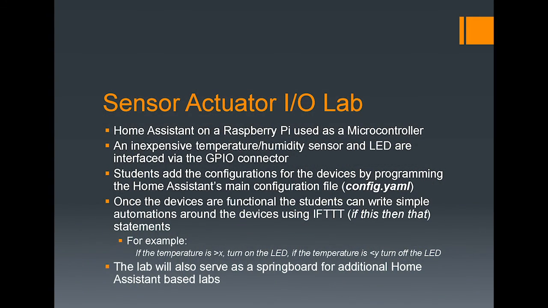So basically, students just add, there's a configuration file that they have to go in, and if they want to add a component, they just have to add the configuration verbiage to that. And then, once the devices are functional, they can write simple automations around the devices using if this, then that sort of thing. So for instance, if you're using a temperature sensor, if the temperature is greater than a value, turn on the LED. If the temperature is less than a value, then turn off the LED. And I use this lab as a springboard to the more complicated labs, because this one's just so easy.